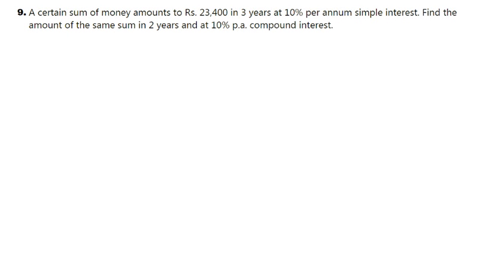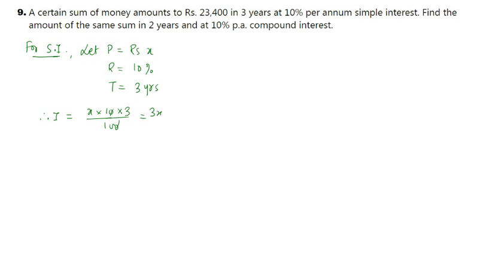So for simple interest, since they are talking about simple interest first, let my principal be rupees X. It is given that the principal amounts to 23,400 in 3 years at 10% per annum. So rate is given to be 10% per annum, and time is given to be 3 years. So let's find the interest. Simple interest will be P into R into T by 100, that is X into 10 into 3 by 100, and this gets cancelled, so this will be 3x by 10. So this is my interest.